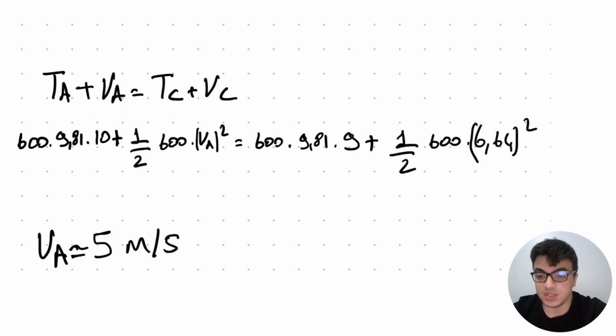We find the speed at the top of the ramp using energy conservation. We set the energy at point C equal to the energy at point A. From this, we calculate the speed as 5 meters per second.